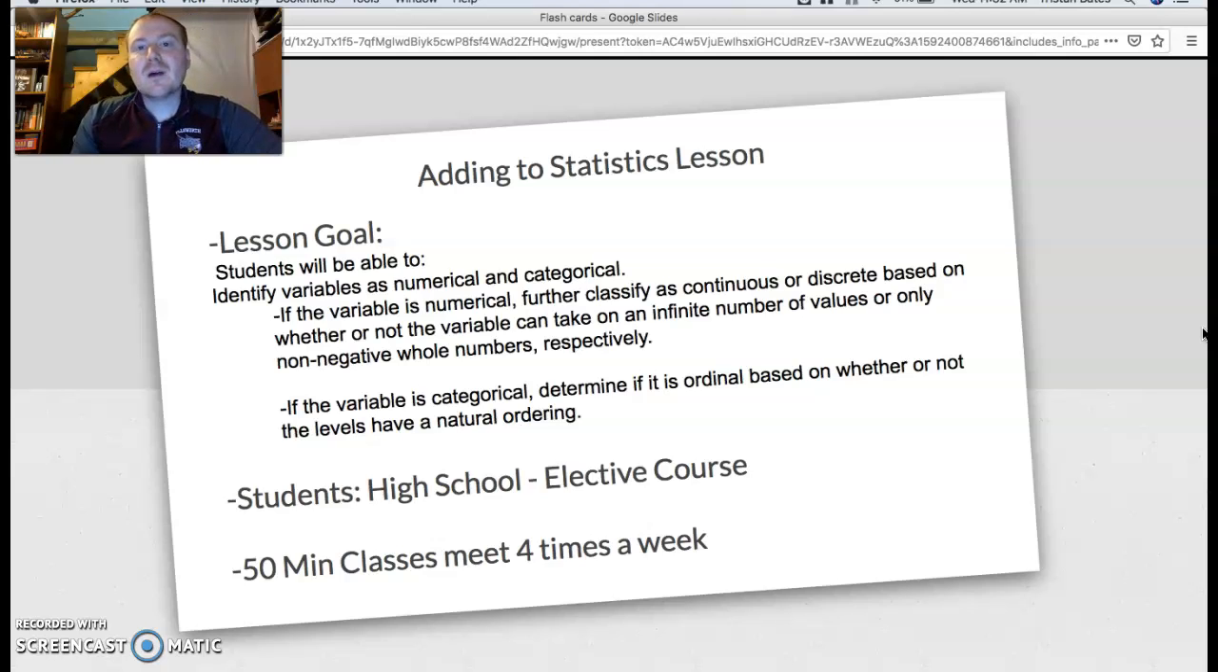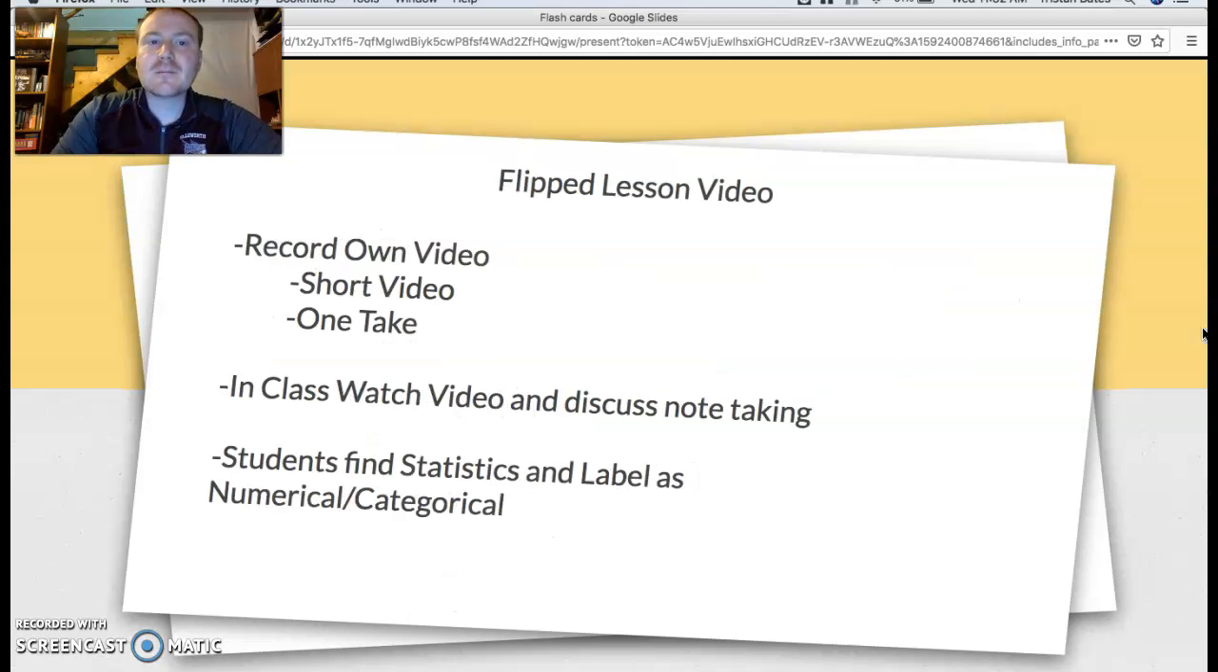I would love to be able to make a stats lesson on this, and this is what I was looking at creating here. My students are high school students. It's an elective course, which means I don't have to worry as much about students who aren't interested in the class. Most of the students are very interested in statistics and in upper level math. We have 50-minute classes, and we meet 4 times a week. So that's the course I'm looking at creating this lesson for.